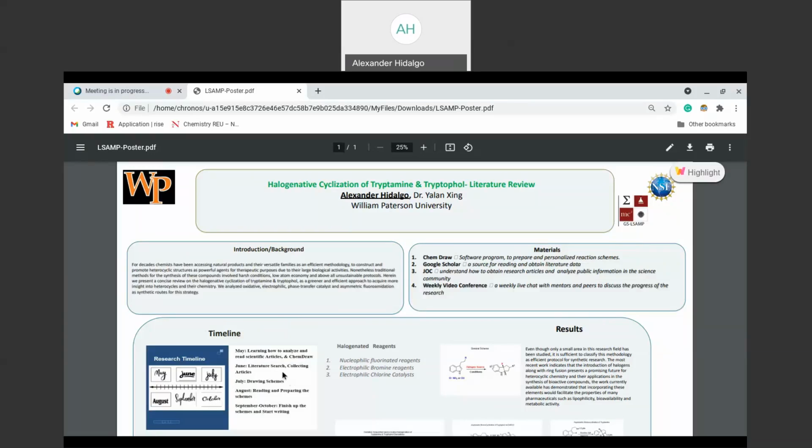So I began by literature searching and collecting articles on the hypothesis I had in my mind and the topic I wanted to work on. By July, we already had pretty much everything collected and set up, and everything was annotated in a concise way. This allowed us to start the process of drawing the schemes in such a personalized way, like I mentioned before.